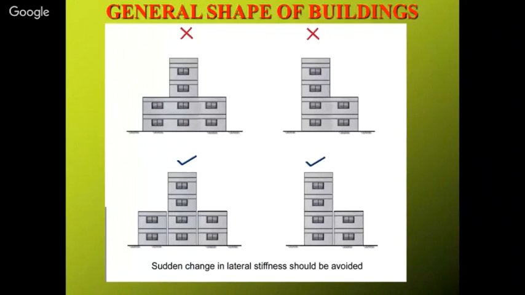So this is how the separation joint looks like. If you are having one building like this, in which a separation joint is not there, then when the earthquake force will be there, the ground story will behave in a different manner as compared to the upper story.